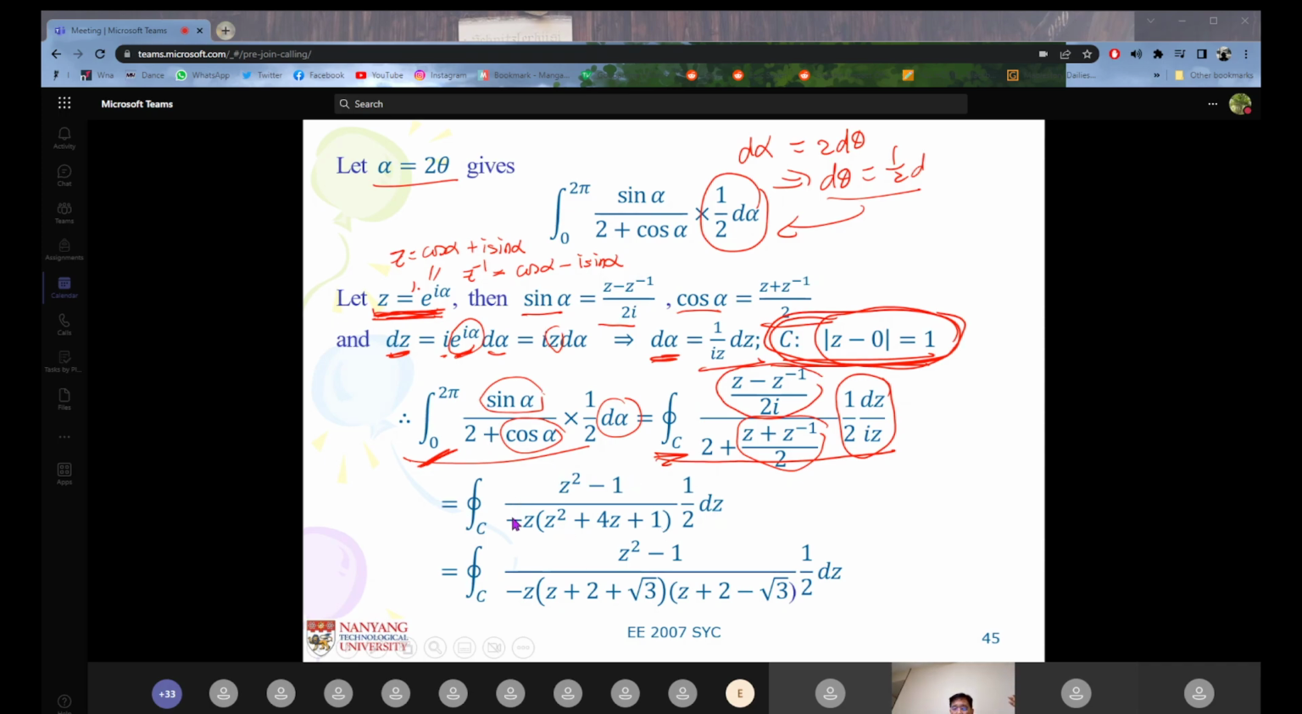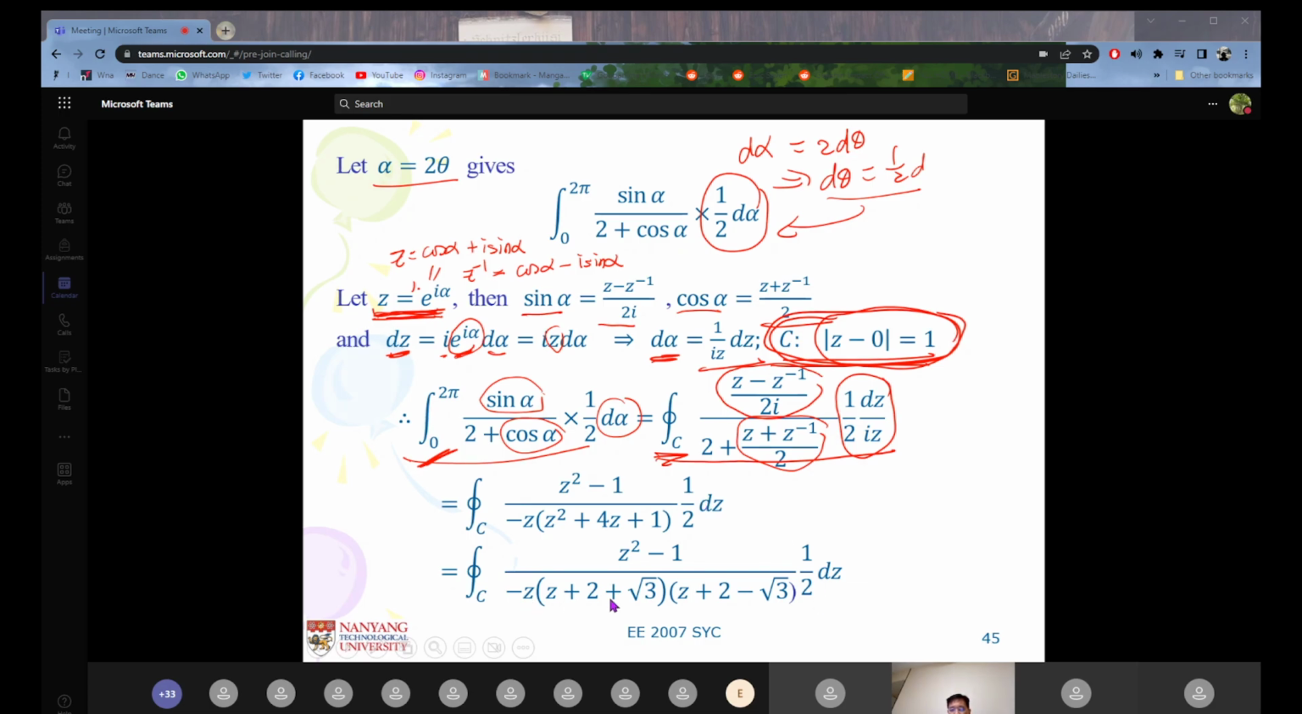So I can only look for it in the denominator. And of course, this z here, one of them is obvious. Then these two here, I need to factorize. If I factorize it, I get the two roots. One is minus 2 minus square root 3. The other one is minus 2 plus square root 3. And this factor half is still there.